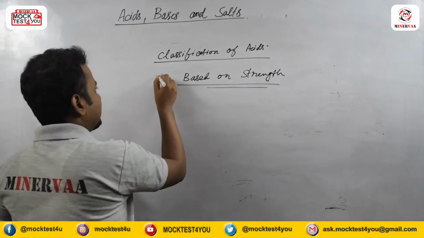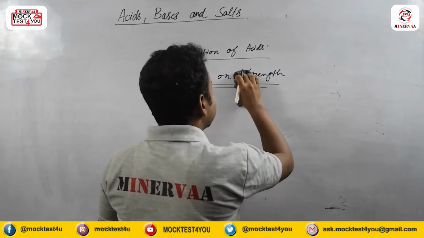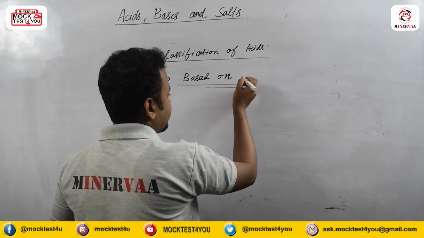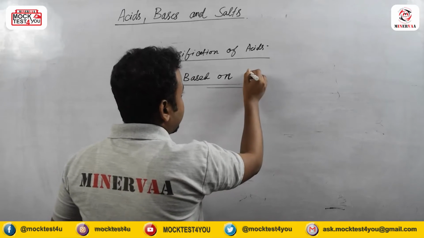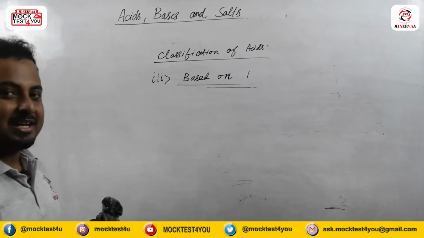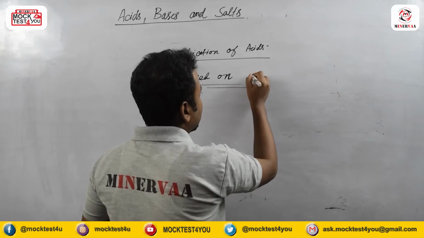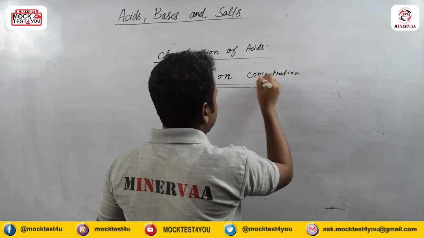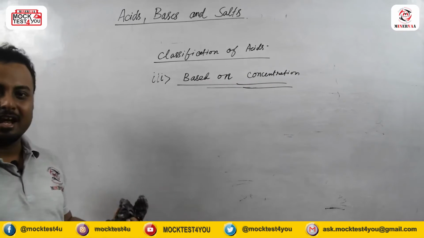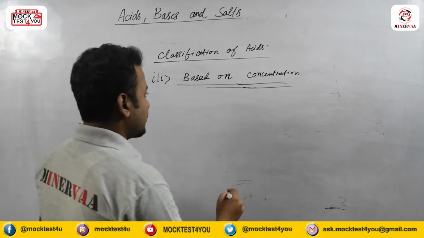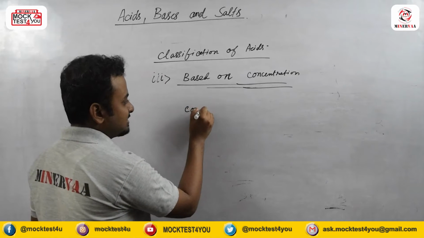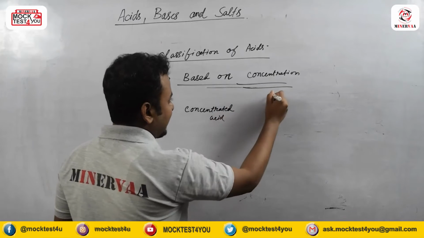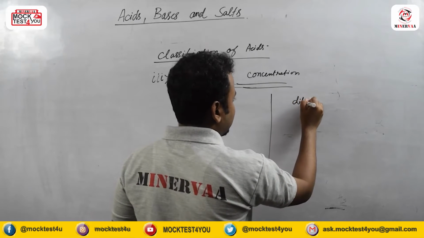The third category based on which the acid can be classified is based on basicity. Okay, the basicity part we will see later. Based on concentration, acid can be classified. Okay, so what is that? One is concentrated acid, and another one is dilute acid.